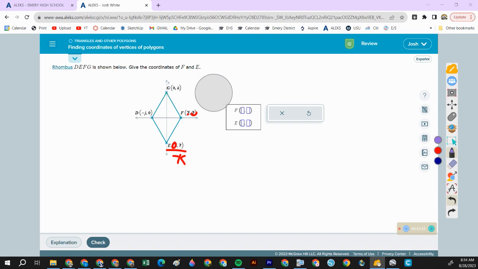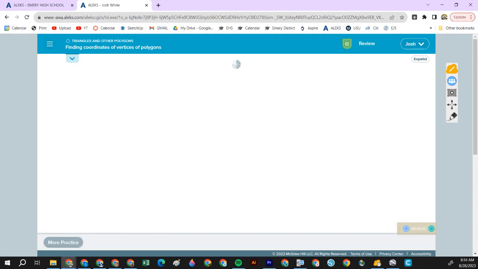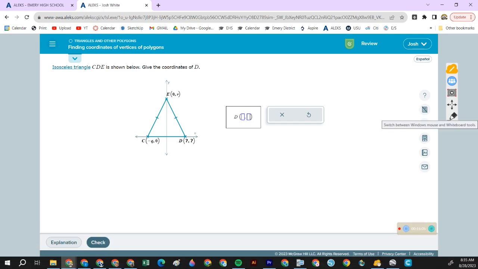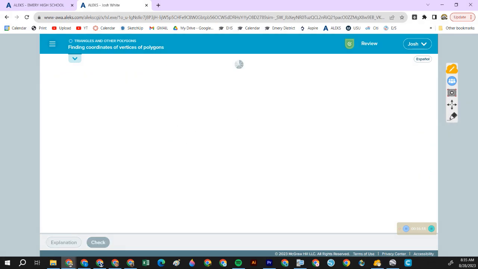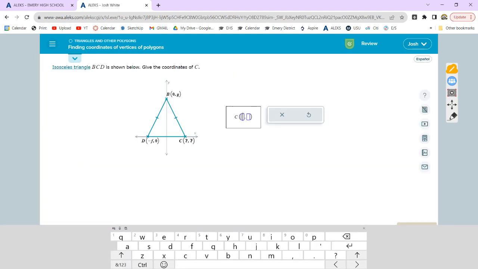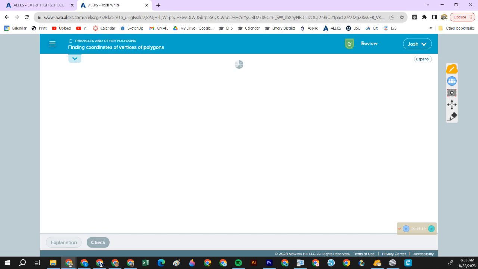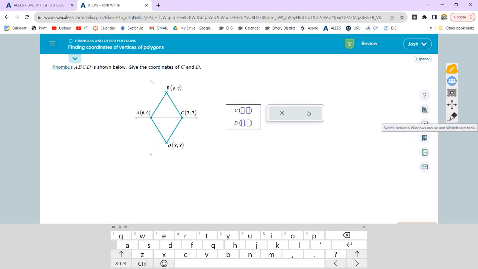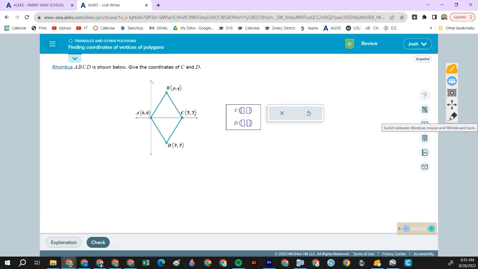All right, let's look at another one. All right. Let's not do this one. We already did one of these. Okay. So this distance is Q, and this distance is P.